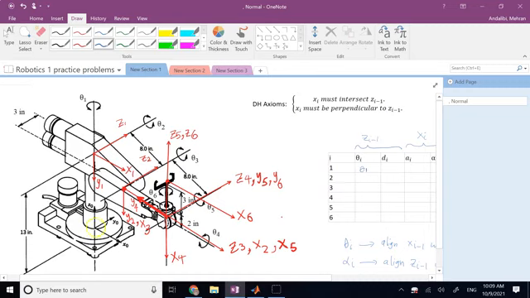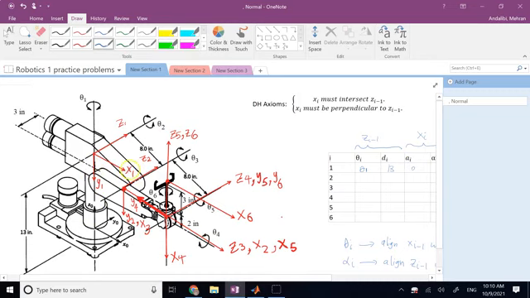Then when you want to go from origin 0 to origin 1, do you need to move along z0? If yes, how much? You see that is 13 inches to go from here to here. So that is your d. Do you need to move along the new x now to go from this origin to this origin? No, all you need to align them is to move along z0. No displacement along x1 is needed. They are right on the top of each other. So there is no motion along x1, so a is 0.